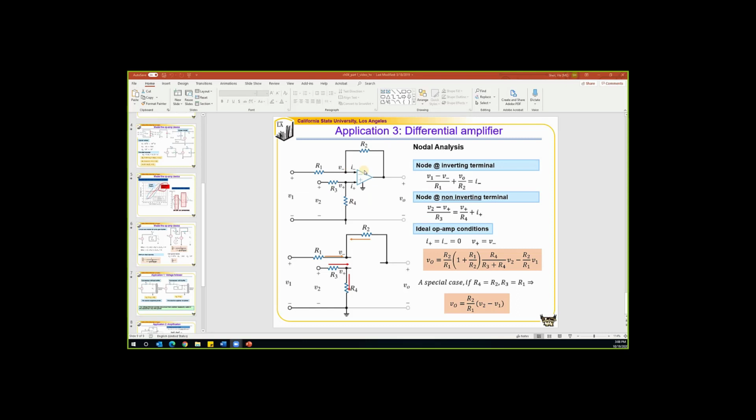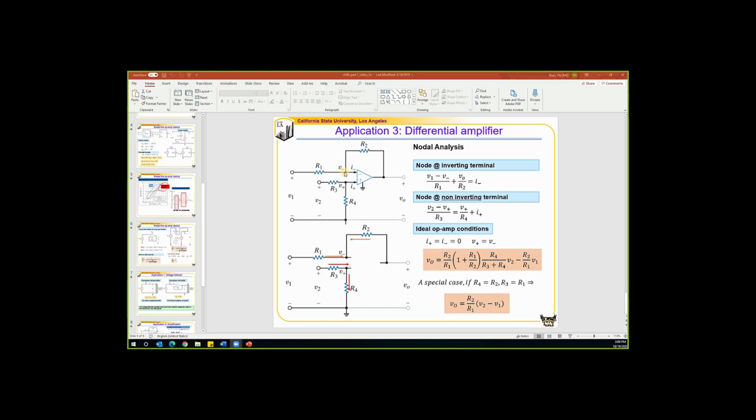Again, we're going to use the ideal op-amp model for analysis. The ideal op-amp model tells us that the currents going into the two terminals are zero, and the nodal voltages at the two terminals are the same. Something you need to pay attention to is that they are not zero. They don't have to be zero. These are the conclusions that we have from the ideal op-amp model. And then the rest is the same as what we did in chapter 3. We'll apply nodal analysis to find the relationship between the output and input.